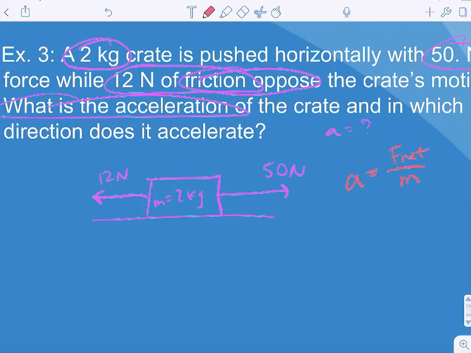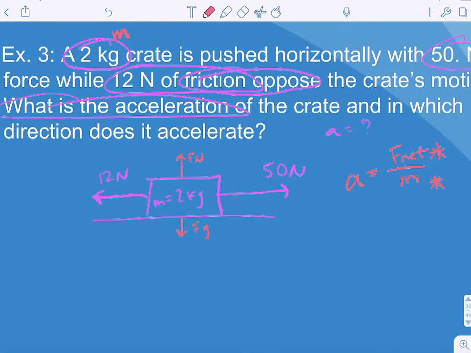Now, I know to find acceleration, I need to know net force and I need to know mass. Lucky for us, the problem gives us mass. They don't give us net force, but I can calculate net force by adding together all of my forces. Now, these aren't all of the forces acting on this object. I'm missing gravity and normal force.